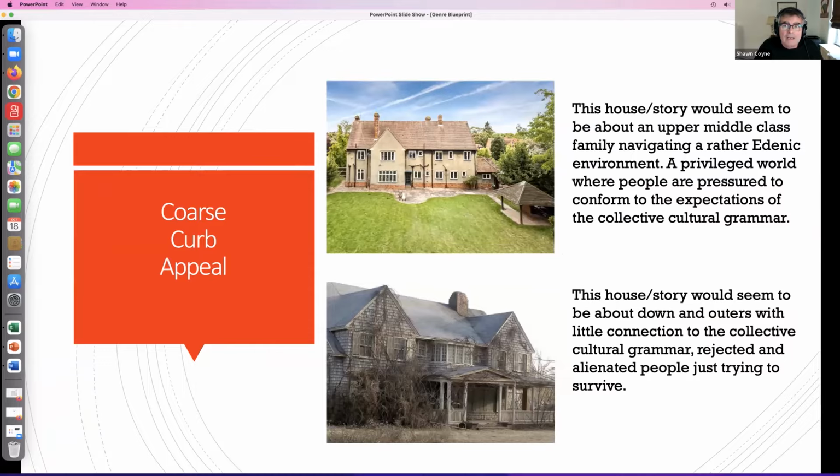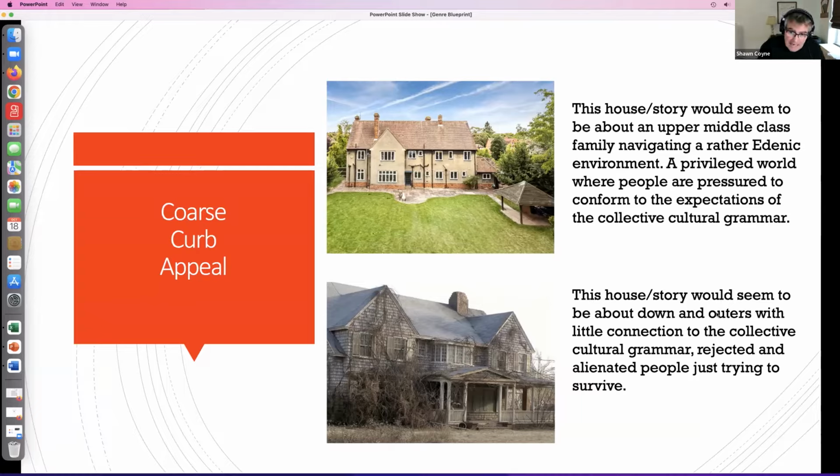Okay, so this is what I call coarse-grained curb appeal for a particular house, right? So this house up here, I would say this is a house or a story that would seem to be kind of about an upper middle class family navigating a rather Edenic environment. Look how beautiful it is there. It's a privileged world where people are pressured to conform to the expectations of the collective cultural grammar. So if you live here, you've probably been able to manage the culture pretty well. You're able to live in there and it's a nice place.